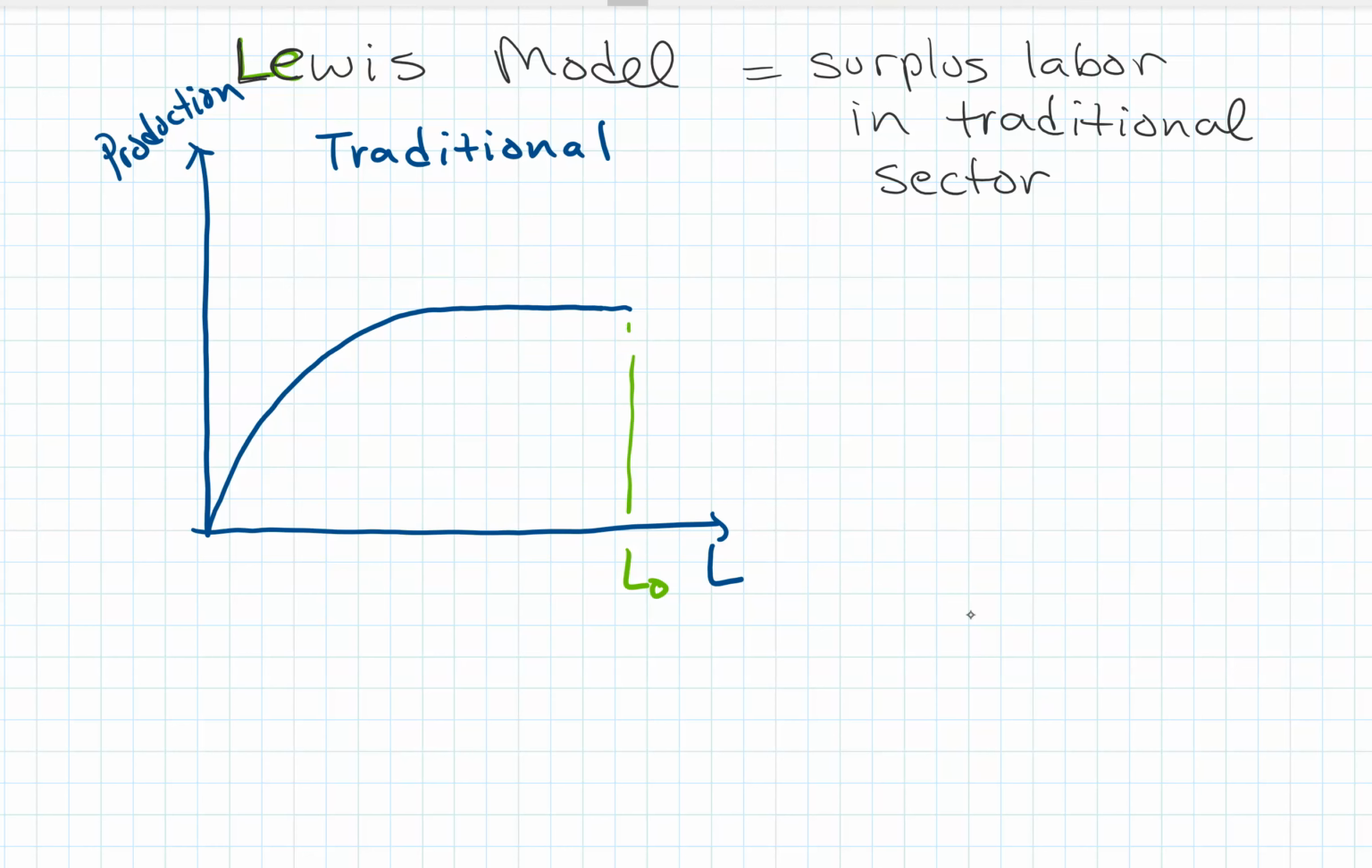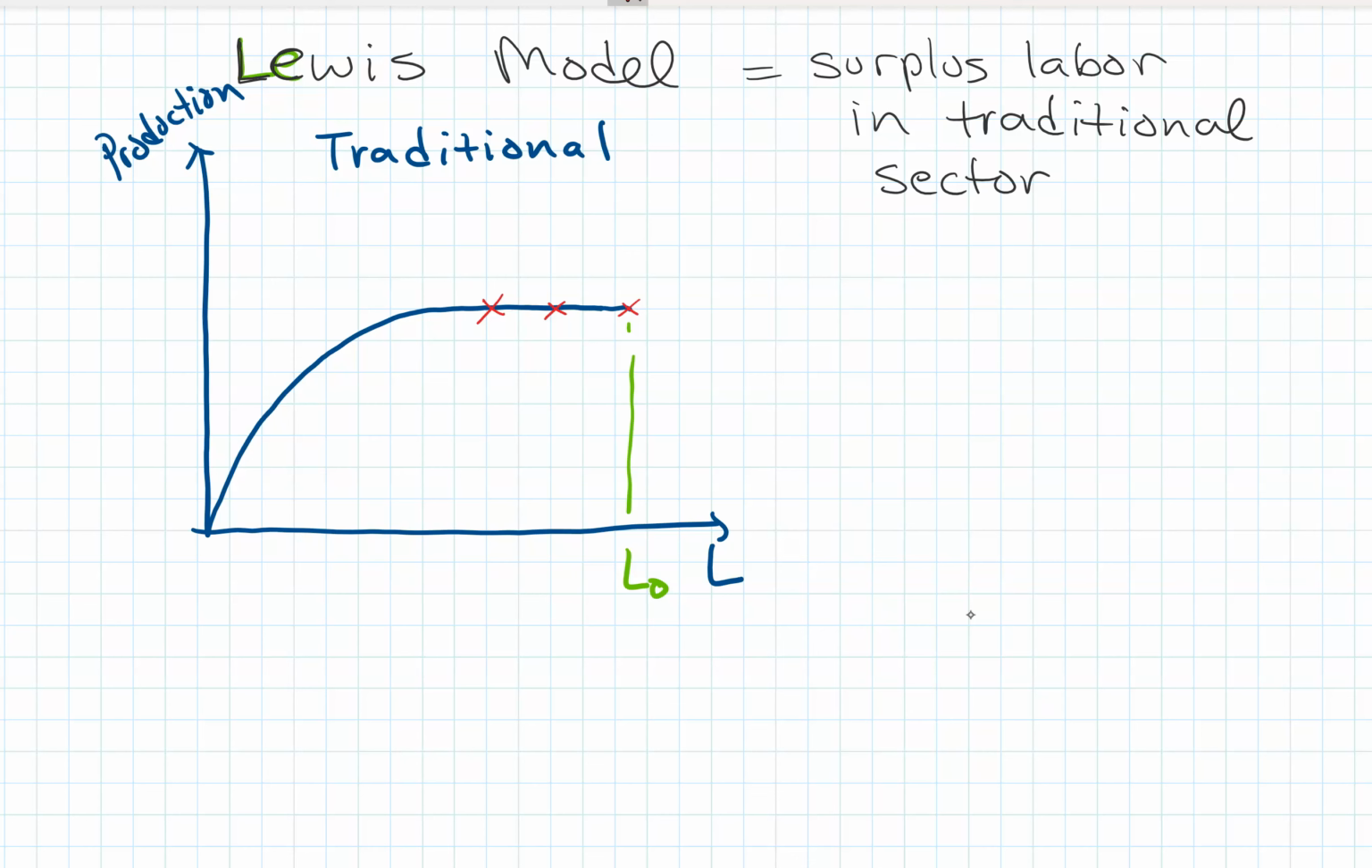Okay, so that's the idea here. If you took this one away and you went back to here, nothing happens to production. You took more away, nothing happens to production. We have too many workers compared to, for example, the amount of land that we have available. So that's the basic starting assumption of this model.